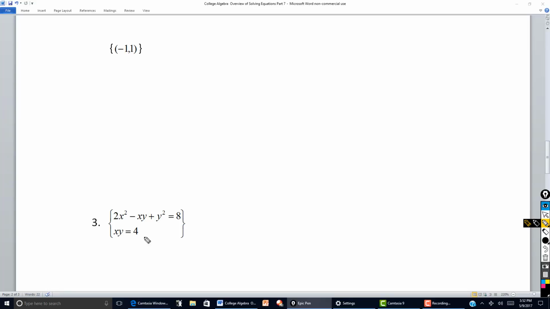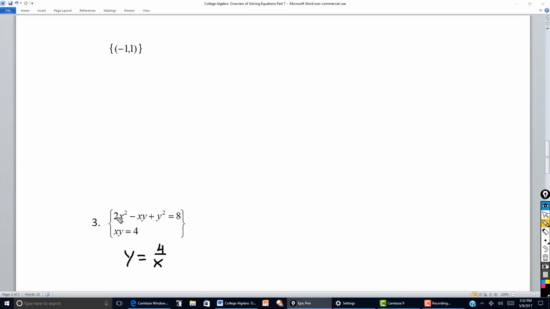So a couple of ways that I could work this. I could solve the second equation for y or for x, it doesn't matter, but say I solve it for y, then I would have y is equal to 4 over x. And then I would make that substitution into the first equation. Where the y is, I would put 4 over x, and then I would have an equation with just one variable. Okay, that's one way I could do it.